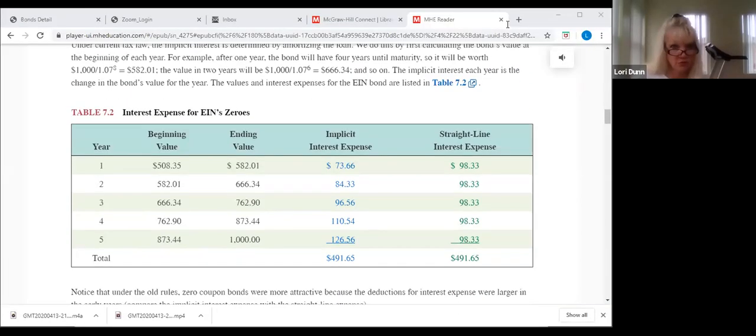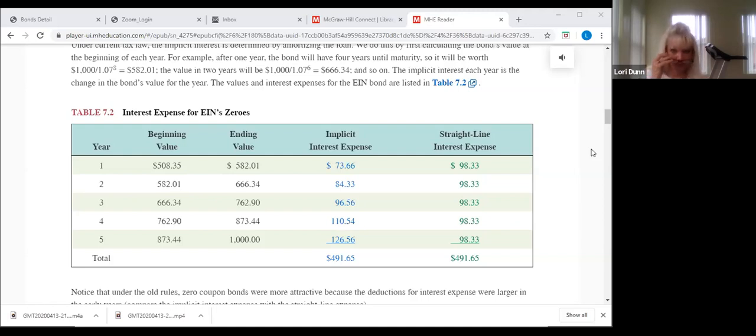Okay, so here we are, where I want to be. This is the top of page 214. This shows you how we determine the actual interest on the bond each year.